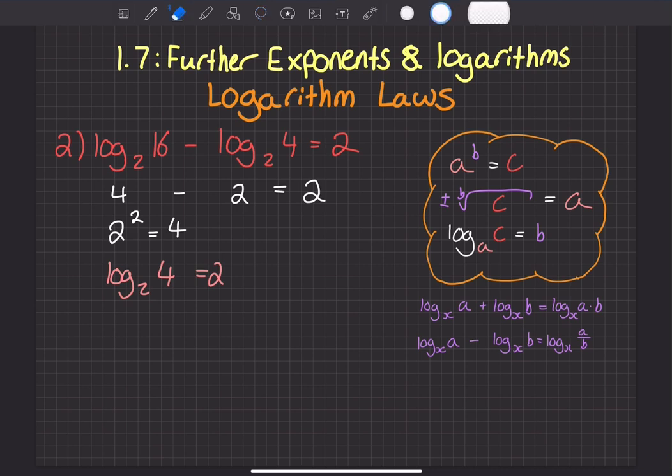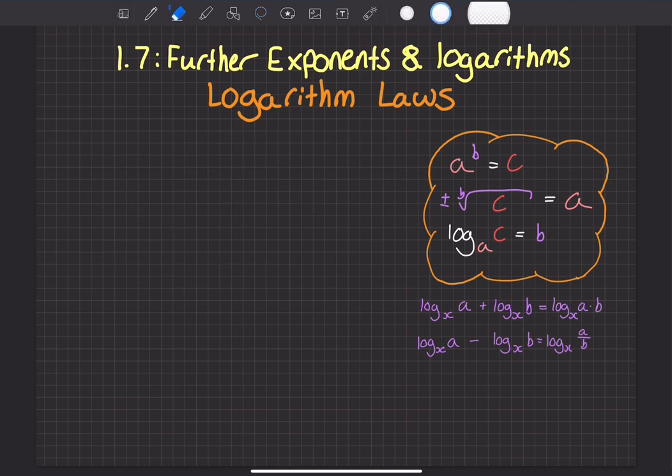And now we move on to the third and final law. And these laws are actually pretty simple, and they are given in the data booklet, so you don't have to memorize them. You just have to know when to apply them, basically. But anyways, our third law is, let's say we had log base 3 of 9 to the power of 3. Okay, how can we write this in a simpler way?